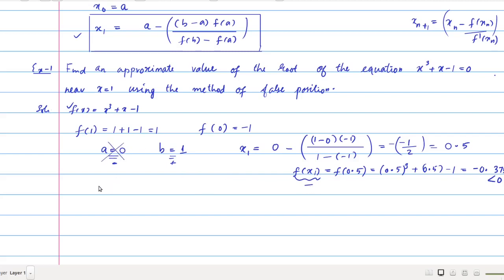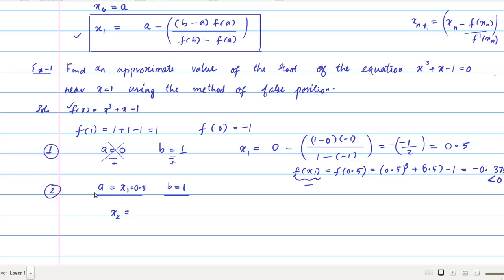In the next stage we choose b as it is, b is 1, and we set a as x1. What is x1? That is 0.5. So we can say that the root is between 0.5 and 1. Using these two values, x1 and b, we evaluate x2. This was the first iteration.